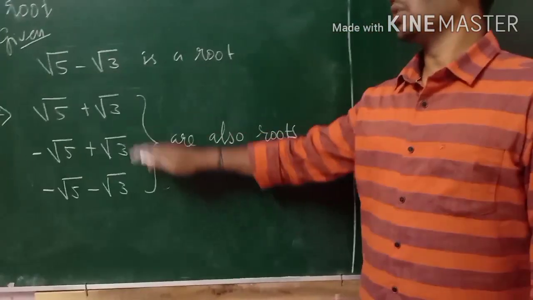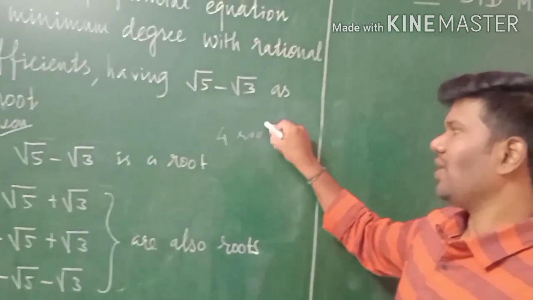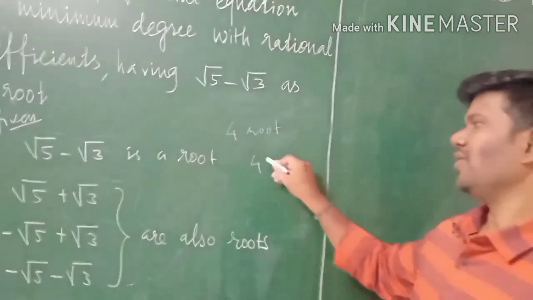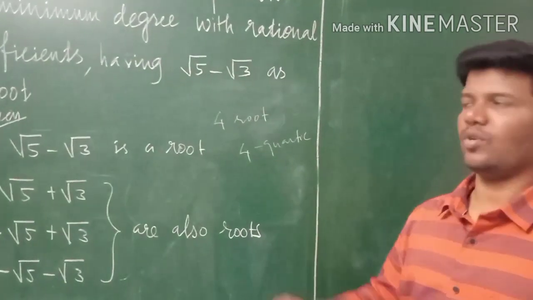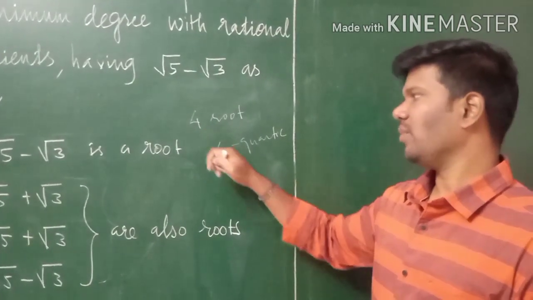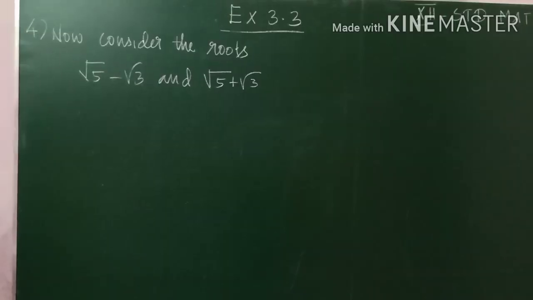We have 4 roots. So here, what is the minimum degree? If there are 4 roots, what is the minimum degree? 4. So we cannot simply find a quadratic equation. The polynomial equation we need to find will definitely have degree 4. So this is the minimum degree.